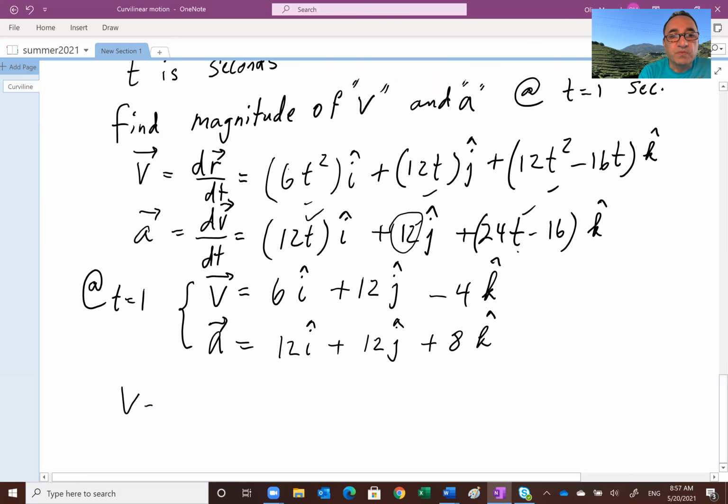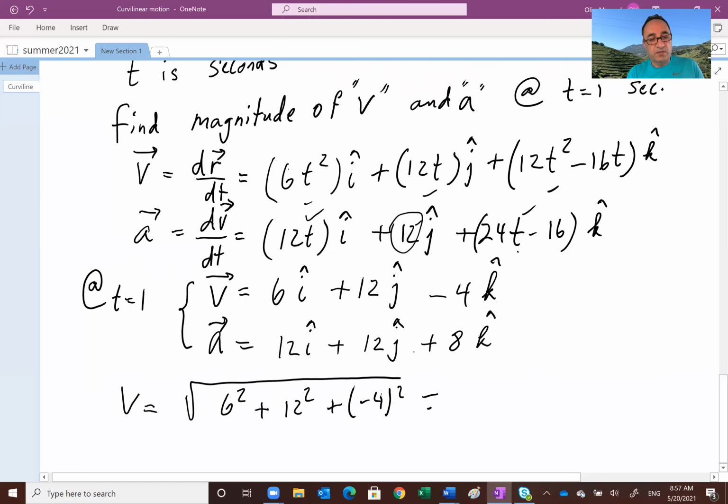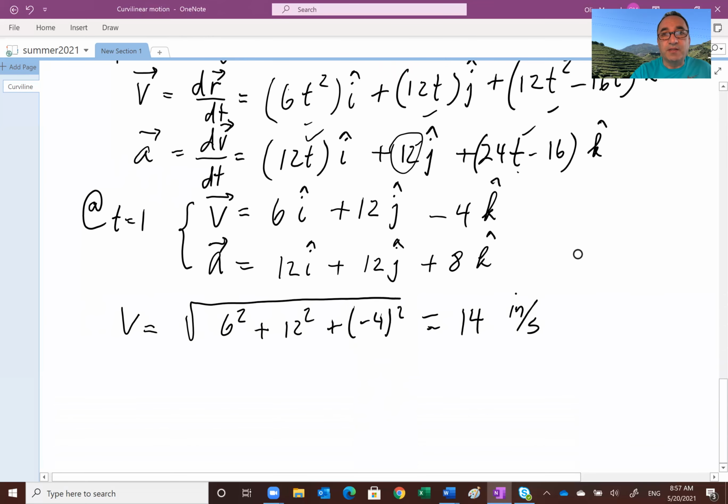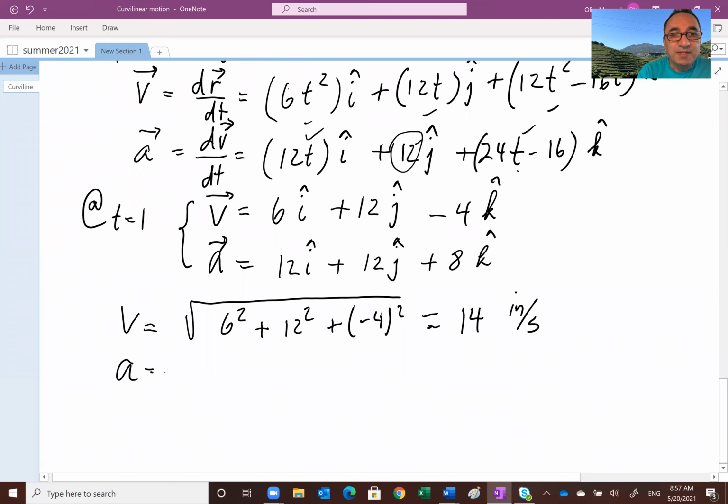No problem. V as the magnitude is square root of 6 squared plus 12 squared plus minus 4 squared. Let me calculate that for you. Let's see, 6 squared, 36 plus 12 squared, 144 plus 16. Take the square root of that. Wow, got lucky, 14. Sometimes you get lucky and you get a nice number, I guess. I didn't plan it like that at all, guys. Believe me. All right, what about acceleration?